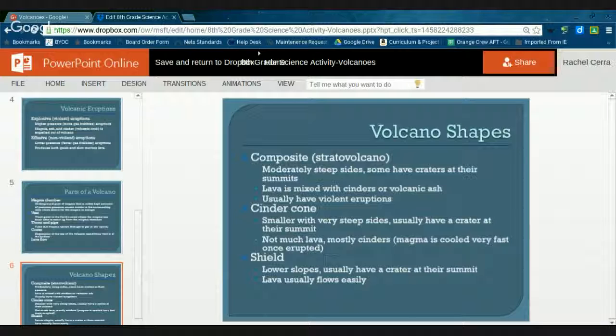And then their shield volcano, they're going to be a little broader. They're going to be a little bit wider. They're going to have low slopes. And then the lava is going to flow out easily. So that's kind of why it's lower, because that lava is able to come out and just flow down and create that lower slope.